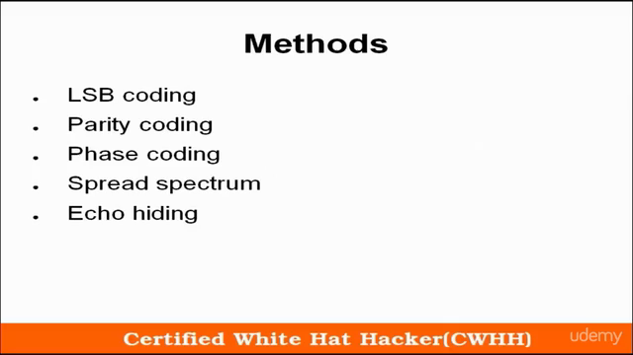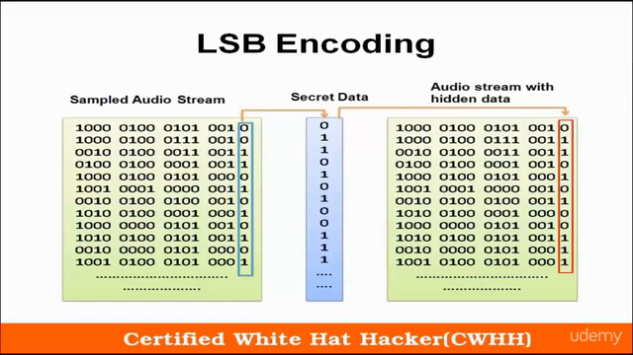Now let's look at audio steganography. The methods used for audio steganography are LSB coding, parity coding, phase coding, spread spectrum, and echo hiding. LSB coding is the same as what we encountered in image steganography. The secret data is hidden in the last bit.